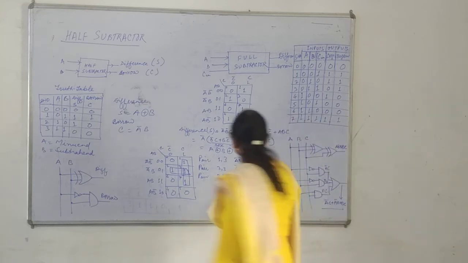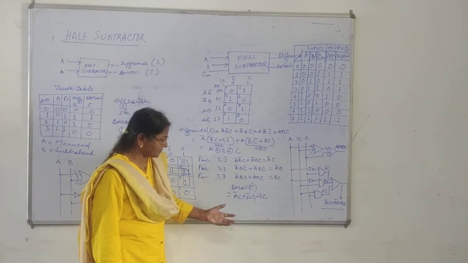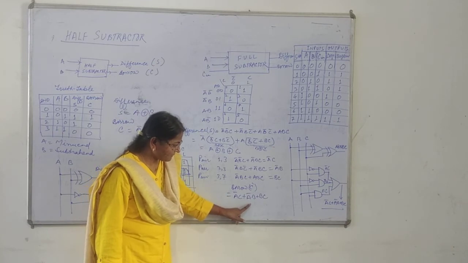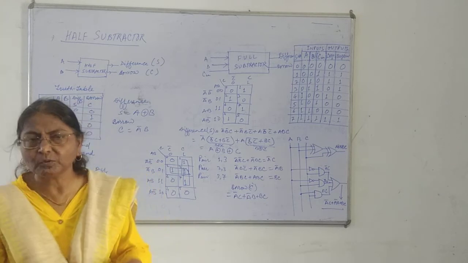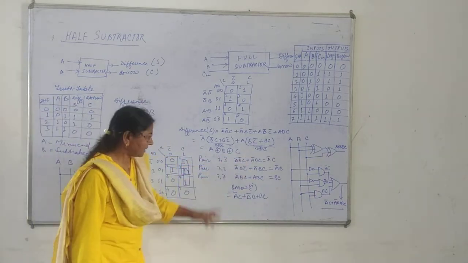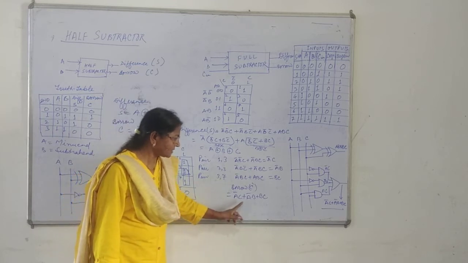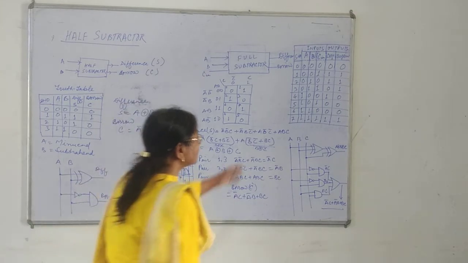Now for the final borrow, I have got the simplified equation for the borrow output, A bar C or A bar B or B C. Now I have got the simplified equation for both difference and borrow. For difference I have got A exclusive-OR B exclusive-OR C, and for borrow I have got A bar C or A bar B or B C. Here is the circuit I have designed.